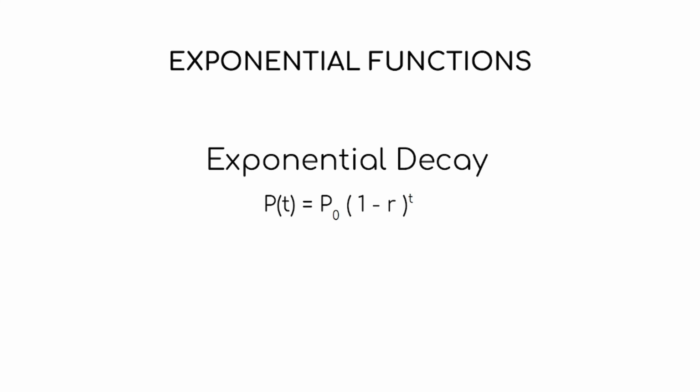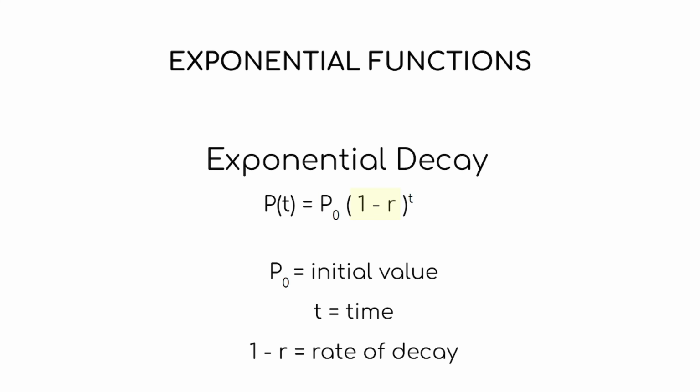And then lastly, we have exponential decay, and this is going to be the exact same equation, except we're subtracting r now instead of adding, because, well, it's decay. So p0 is still going to be your initial value, t is still your time, and now 1 minus r is going to be your rate of decay.